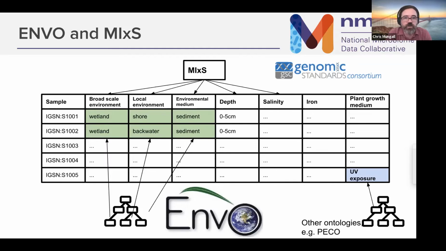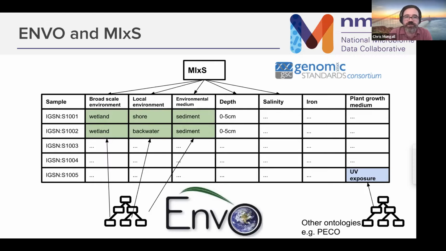And for the actual qualitative values themselves, we can make use of ontologies such as EnvO to be able to standardize these so that we have one standard term for describing a wetland or shore or sediment versus soil and so on. EnvO works in concert with other ontologies. So, for other parts, maybe if you're looking at samples that come from an experimental study, you may want to be able to query by the experimental treatments and so on. And this is where other ontologies like PECO, the plant environment conditions ontology, would come in.